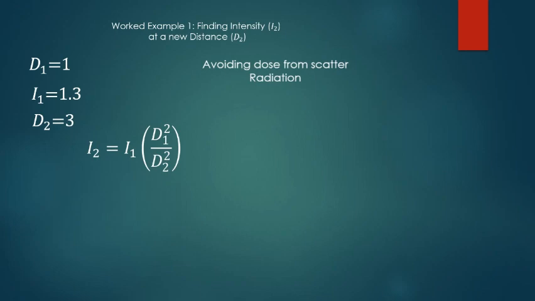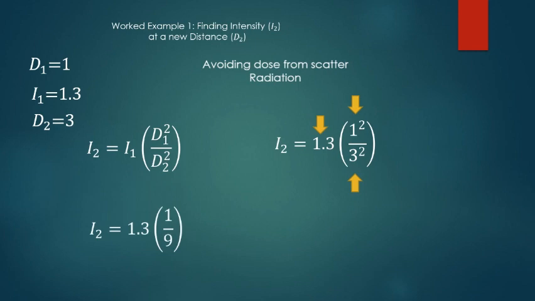I2 equal I1 times the quantity d1 squared over d2 squared. Replace I1 with 1.3 rads, d1 with 1 foot, and d2 with the new distance, 3 feet. Simplify the equation. Now multiply 1.3 times the quantity 1 divided by 9 to get 0.14 rad. As you can see, a small increase in distance results in significant decrease to your dose.